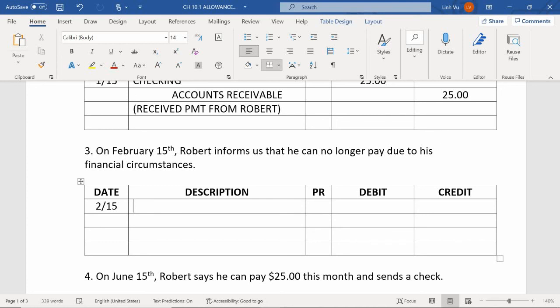We need to separate it, right? Because we know that this is potential bad debt. We need to separate it from our accounts receivable because everybody else, right, doesn't have a problem paying.